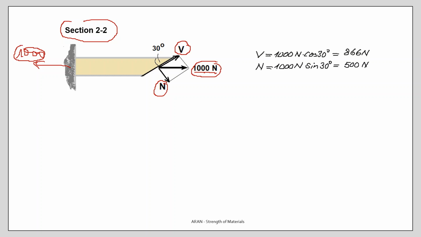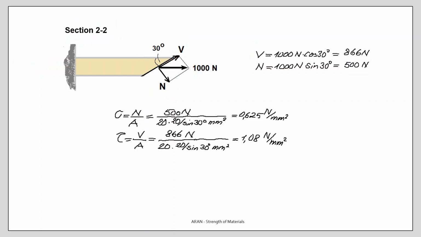It has 2 different components, so it can be calculated with the help of this angle, and we find with this calculation that the shear force is 866 and the normal force is 500. The next step is to take the normal force divided by the area. Now my area is this area. It's not this area. It has become a little bit bigger. How do you calculate it?